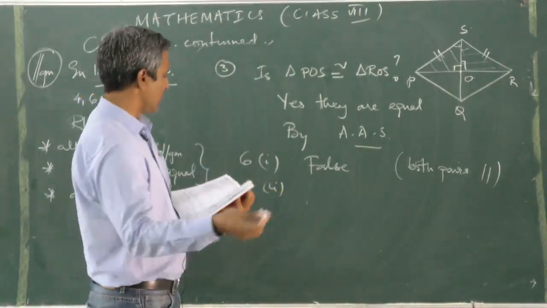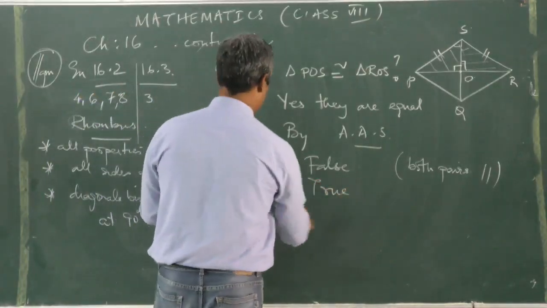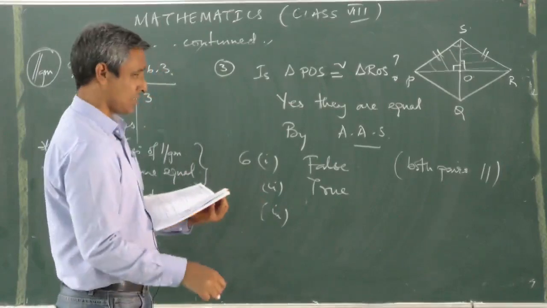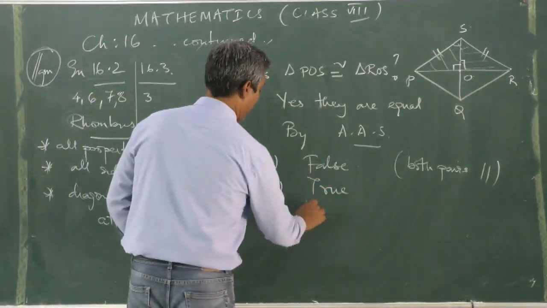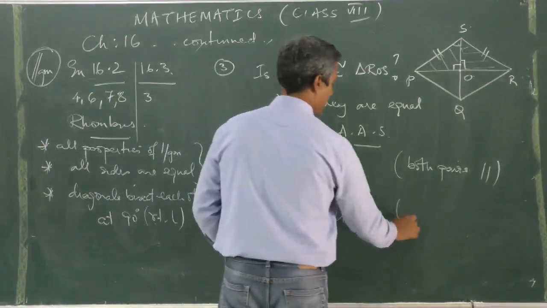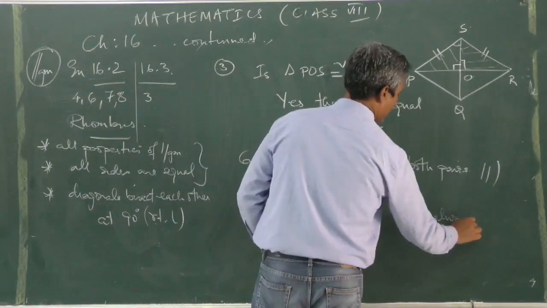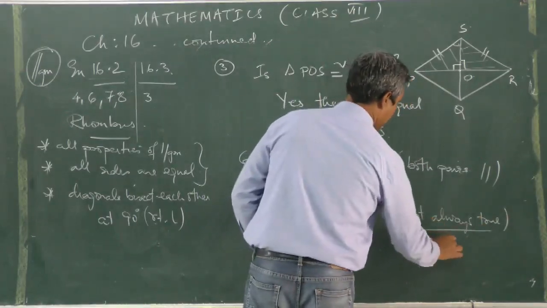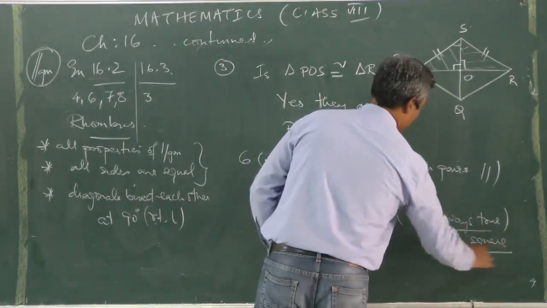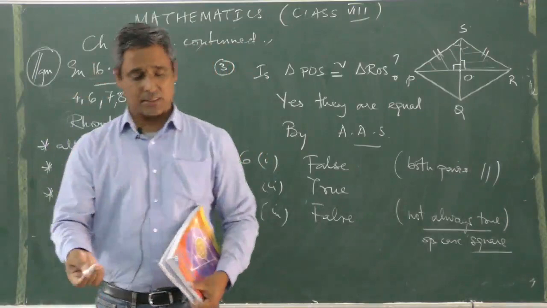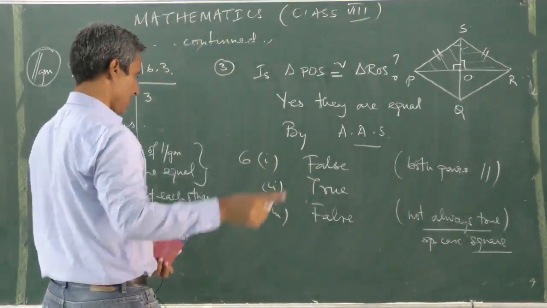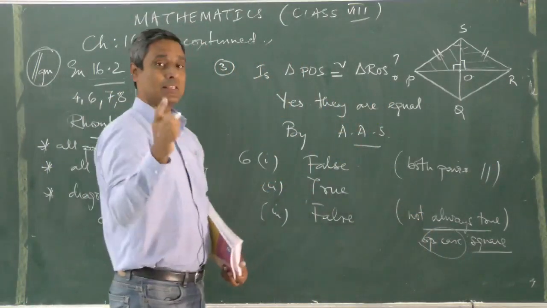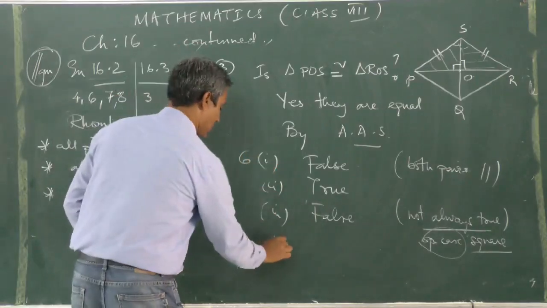Part 2. A rhombus has equal sides. That is true. All the sides of a rhombus are equal. Number 3, a rhombus has its diagonals equal. Now this is false. Reason, it is not always true. There is a special case. The special case is when it is a square. So a square is a rhombus which has its diagonals equal. I'll say that again. A square, the special case, the square is a rhombus with diagonals equal.